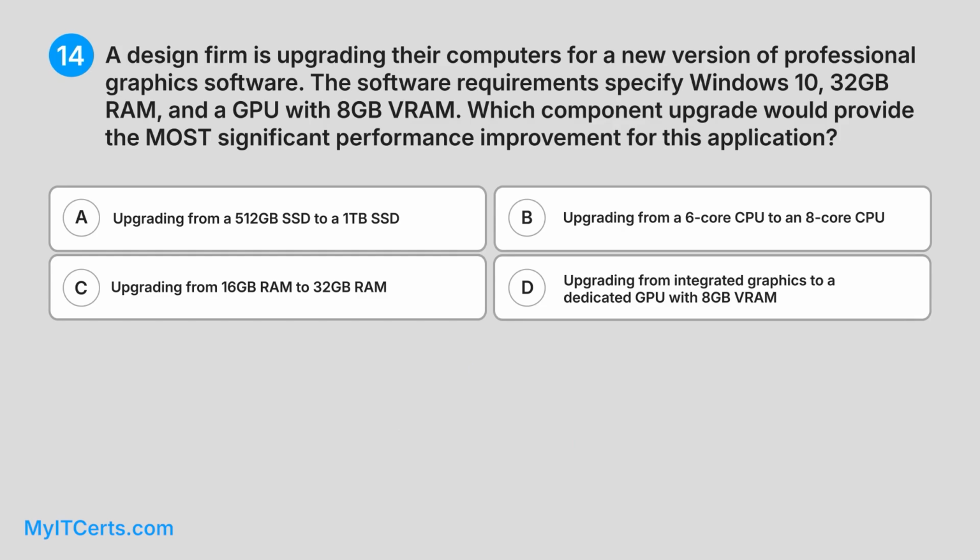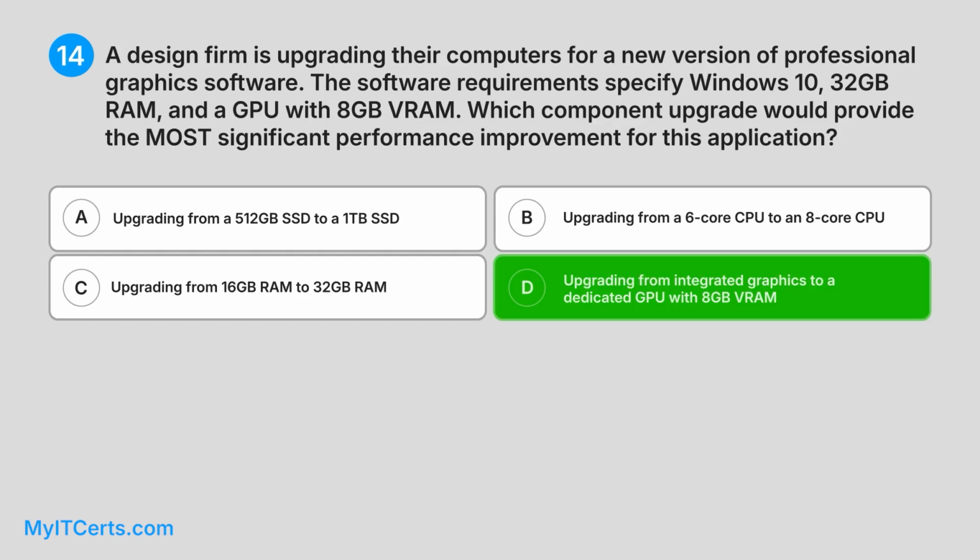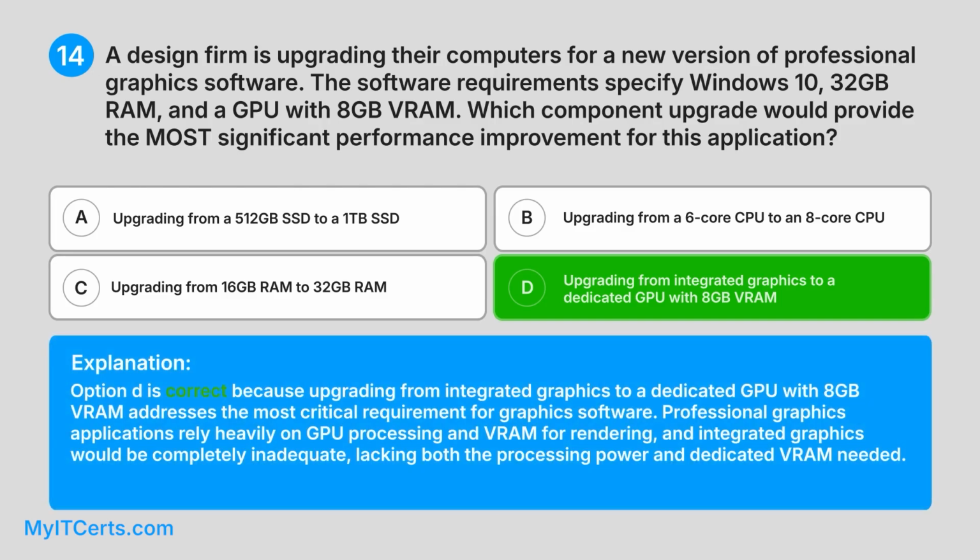Correct answer. D. Upgrading from integrated graphics to a dedicated GPU with 8 GB VRAM. Explanation. Option D is correct because upgrading from integrated graphics to a dedicated GPU with 8 GB VRAM addresses the most critical requirement for graphics software. Professional graphics applications rely heavily on GPU processing and VRAM for rendering, and integrated graphics would be completely inadequate, lacking both the processing power and dedicated VRAM needed.